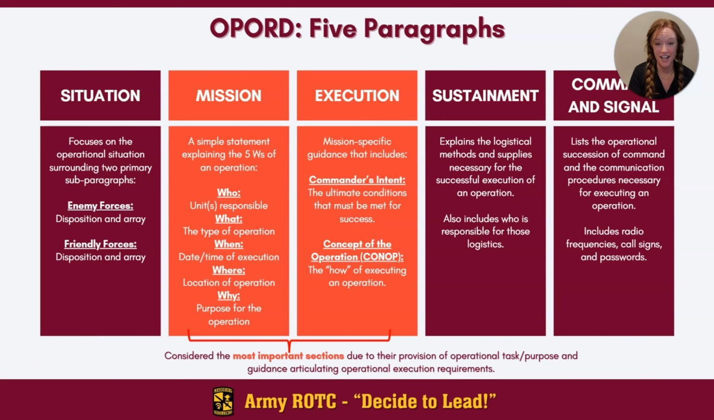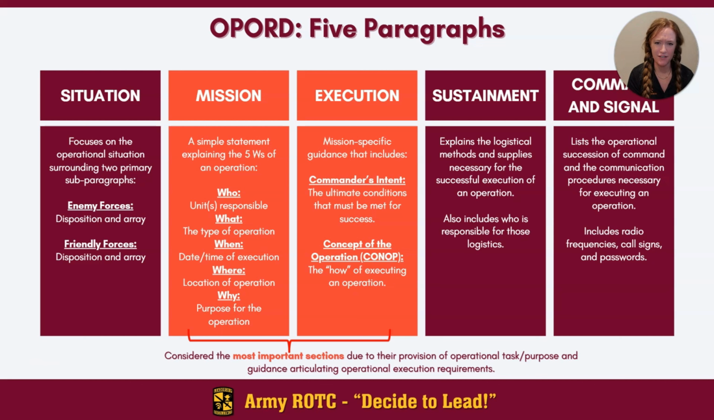So the OPORD and the 5 paragraphs. Again, hopefully you have a little bit of experience with this, but if you don't know and this is fresh to you, here's what that OPORD looks like in terms of the paragraphs and the order they go in. Now, there's a situation first. That's going to focus on your operational situation, and it has 2 primary subparagraphs. Understand that an OPORD actually has a ton of subparagraph information and different things that are involved. We're keeping this lesson at a very base level. So you're going to have enemy force information in there, their disposition and array, and the same thing for your friendly forces.